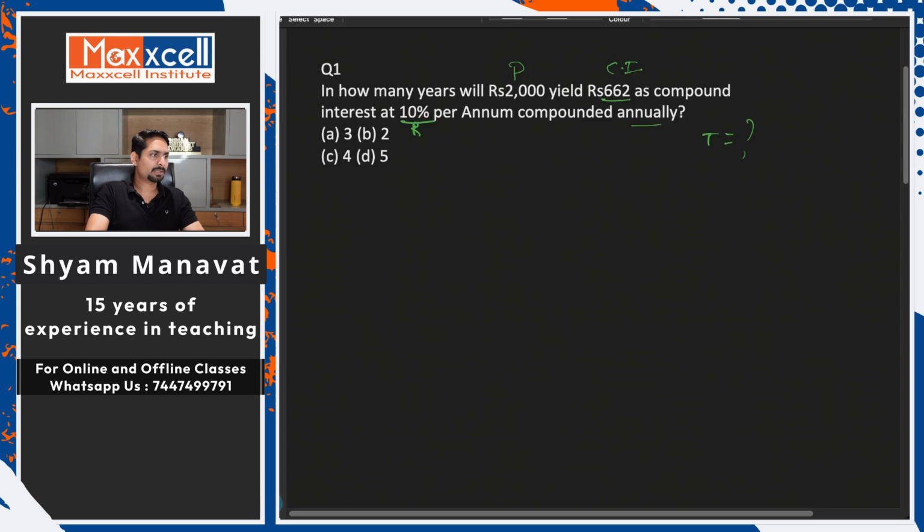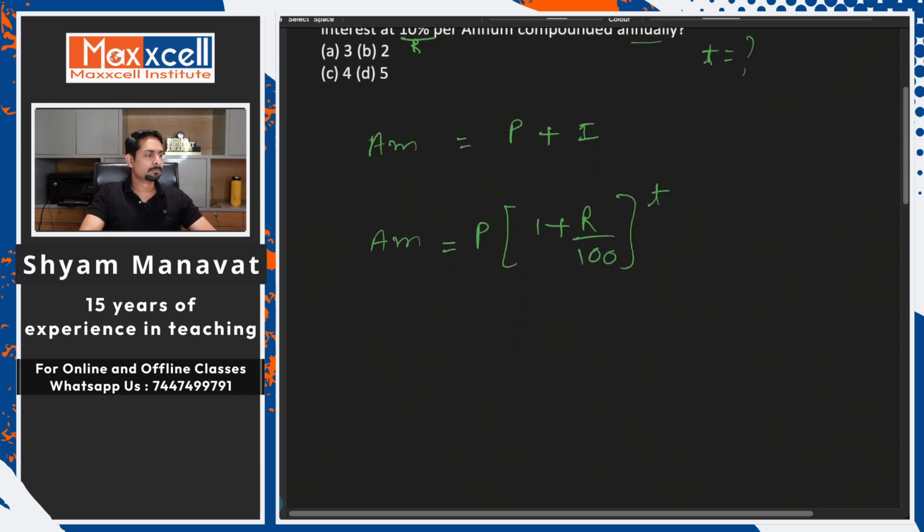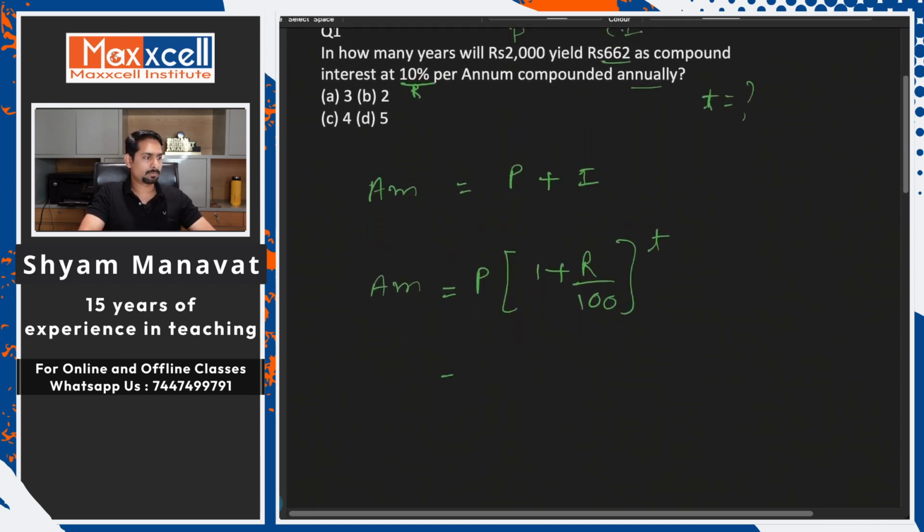So we know that in compound interest we apply the formula for amount. For amount we have two formulas. One is the universal formula, which is principal plus interest. Apart from this, for amount in case of compound interest we have a special formula that all of us are aware of: P into (1 plus R by 100) to the power n, the number of periods. Here the number of periods is what we need to find out. Principal is given, 2000.